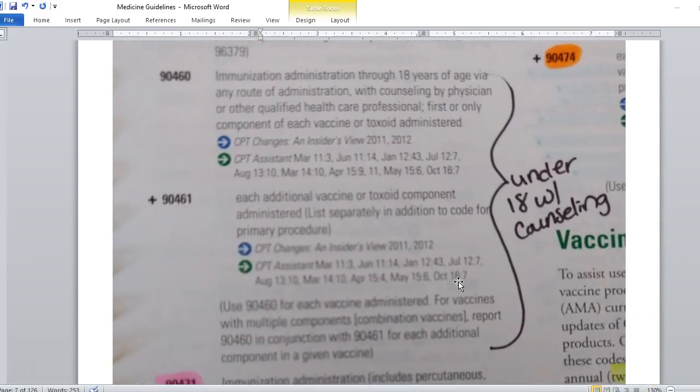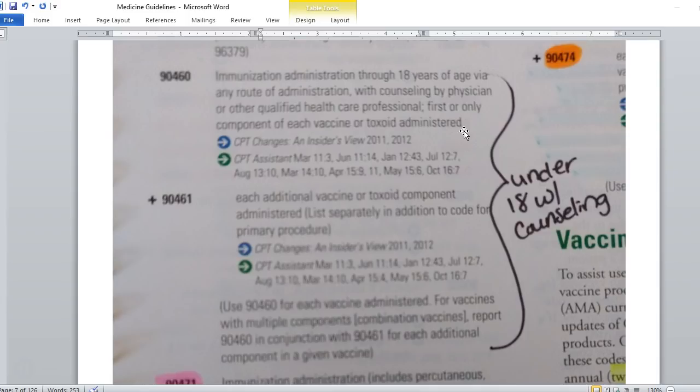Now, unlike the immunoglobulins and serum recombinant products, the vaccines have separate codes to deal with the administration. The first set is for anyone under 18, but it has to be with counseling. And that's the most important part, okay? With counseling by physician or other qualified healthcare professional. So that's very important.